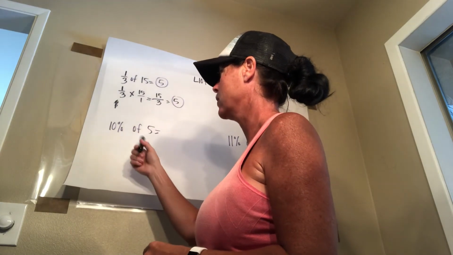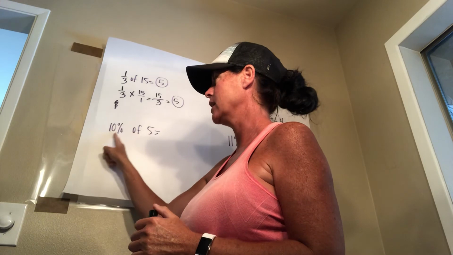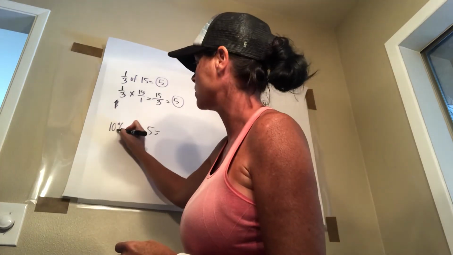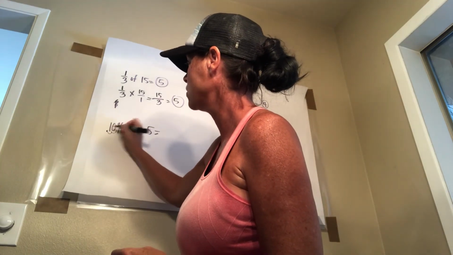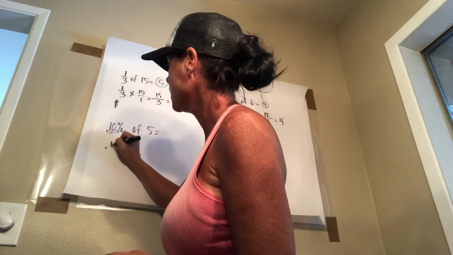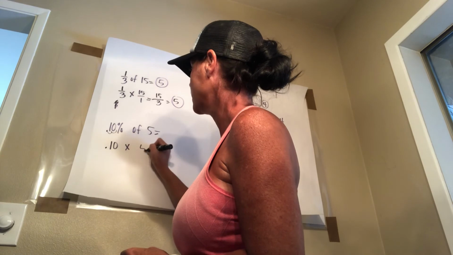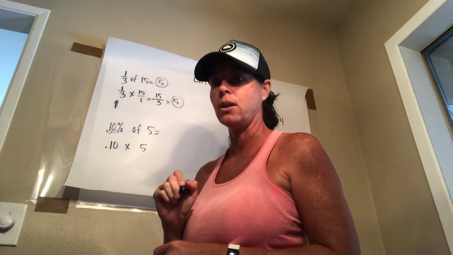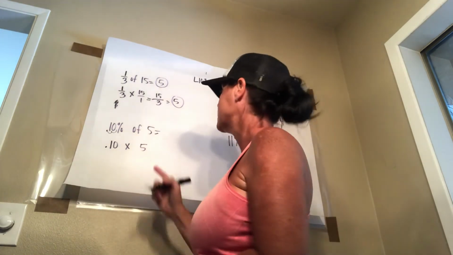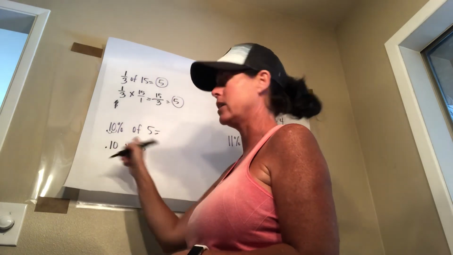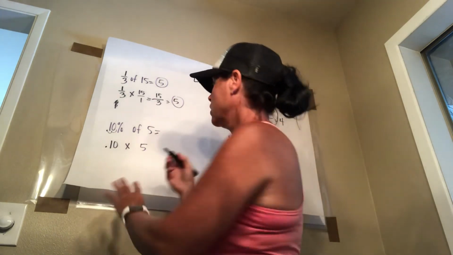10% of 5. In order to change this percent into a decimal, we have to move the decimal spot over 2 times. So really I have 0.10. Of still means to multiply, and then I bring down my 5. Okay? Sometimes the numbers are harder than a 10, so I'm going to show you the long way.